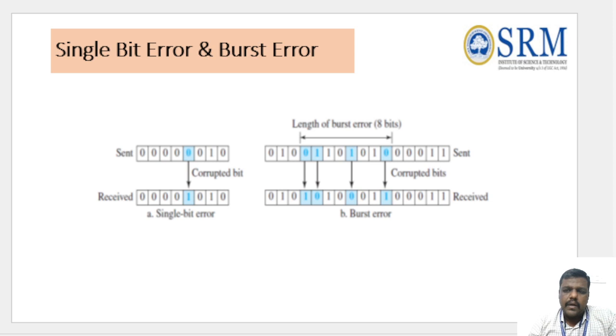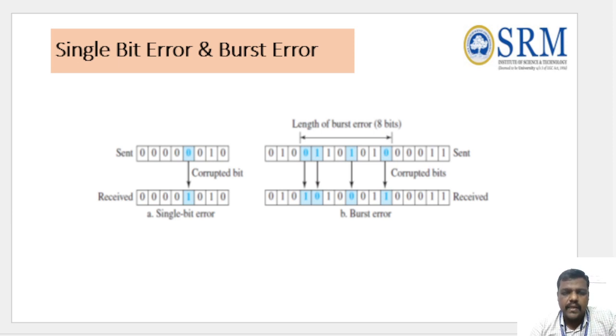Here we are giving an example of your single bit error as well as your burst error. Let us check the first diagram. The first diagram represents a single bit error. Why? Because the colored 0 bit has been changed to 1. There is only one bit of data changed, so we call it a single bit error.